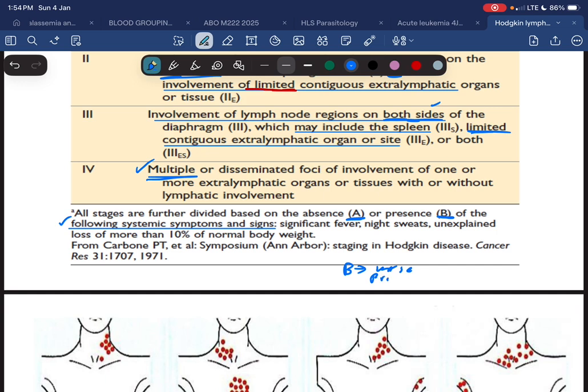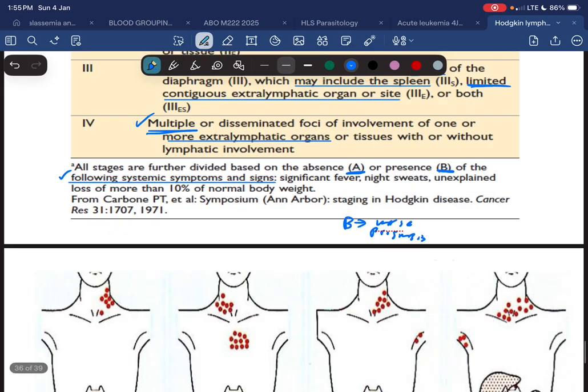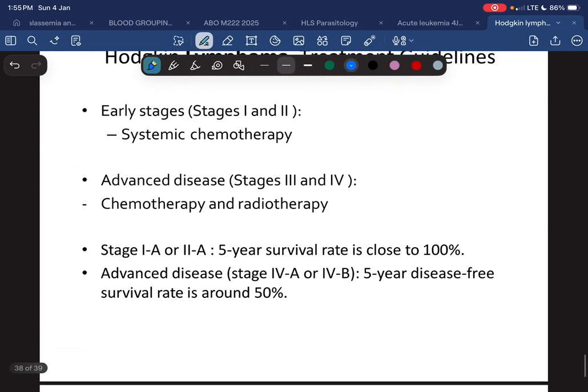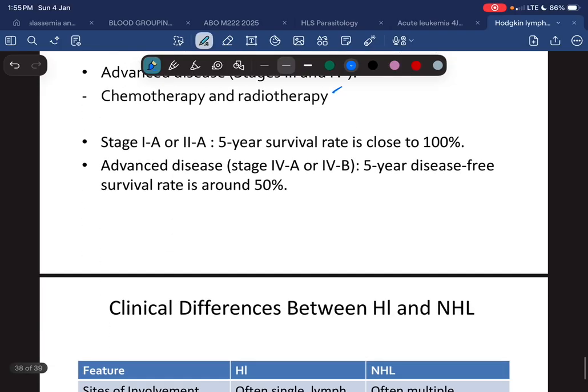Regarding treatment, for early stages 1 and 2, systemic chemotherapy. For advanced stage 3 and 4, the patient needs radiotherapy in addition to chemotherapy. Stage 1A, 2A, which have no B symptoms, 5 year survival can reach 100% cure rate, remission. Advanced disease, 5 year survival rate can reach up to 50%.